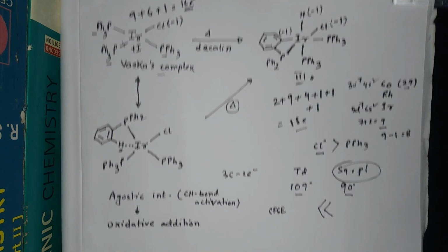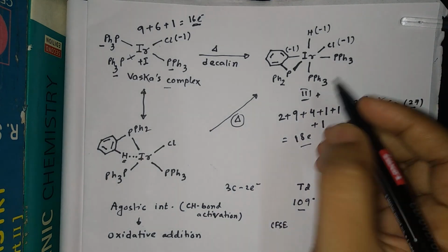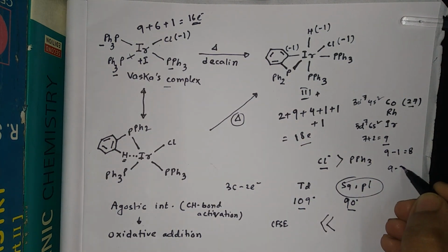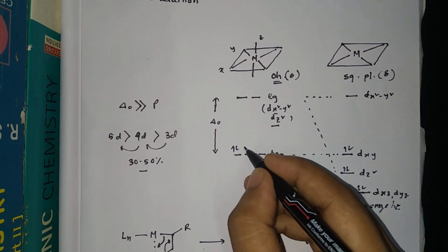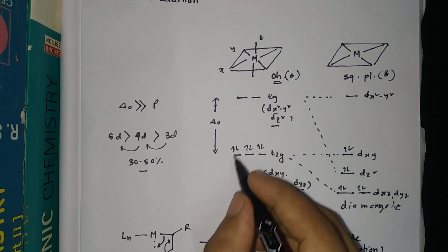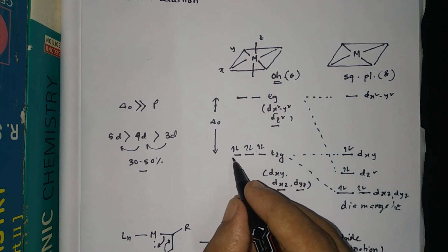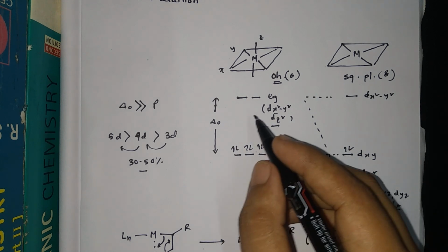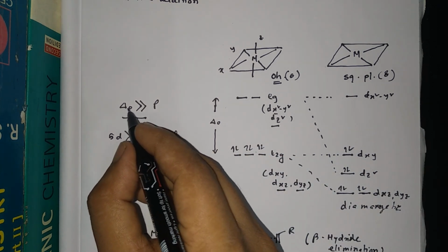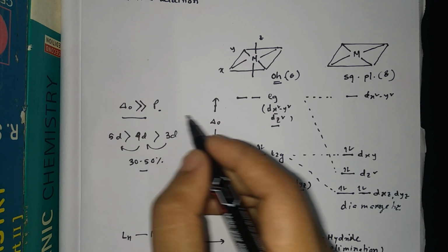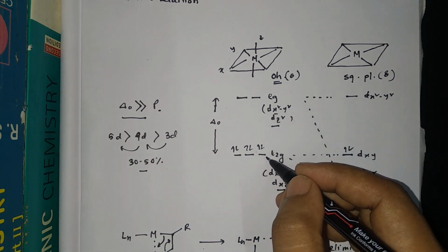In this octahedral complex, what is the oxidation state? +3. +3 means 9 minus 3 equals 6 electrons. So here it will be a 6 electron complex, and these are the 6 electrons. Now it will go for low spin or high spin. This is decided by the following: if delta 0 is much greater than the pairing energy, then it will obviously choose the low spin complex.